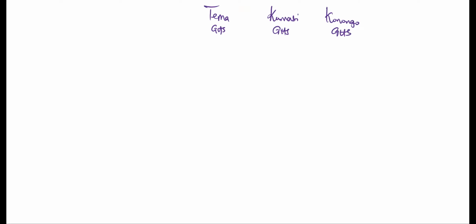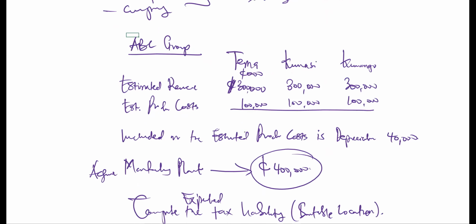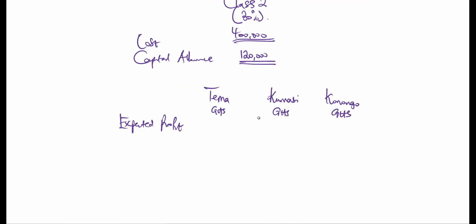Now, if we like, we can just take the profit. What's the expected profit that they expect to make, based on the question? 200,000. So you can start from there. That's their profit before tax. Expected profit before tax will be 200,000 no matter where they locate, right?